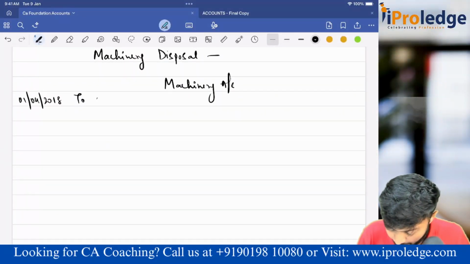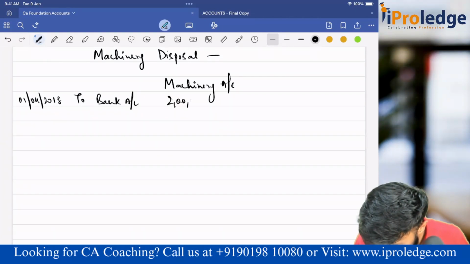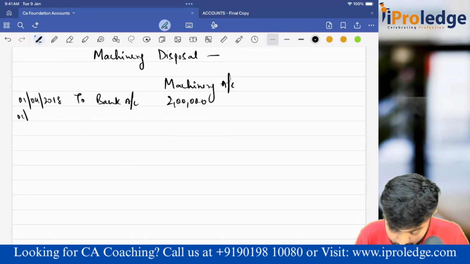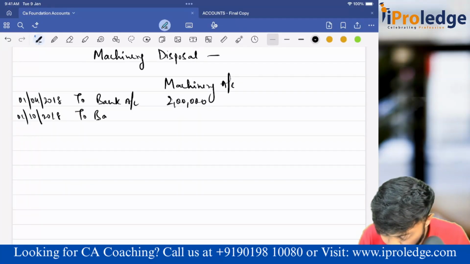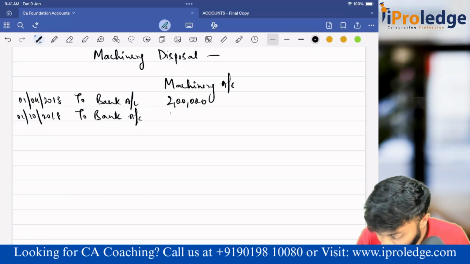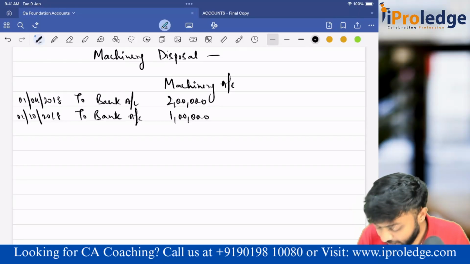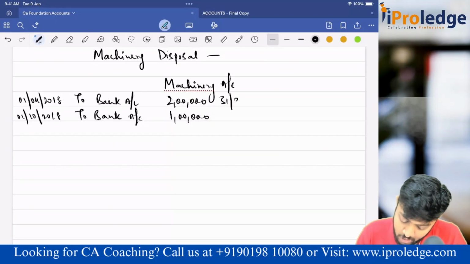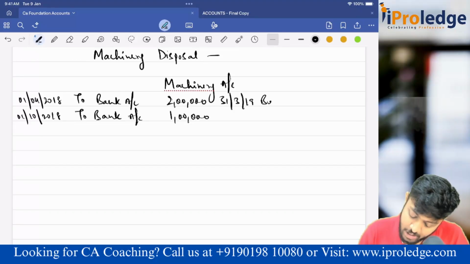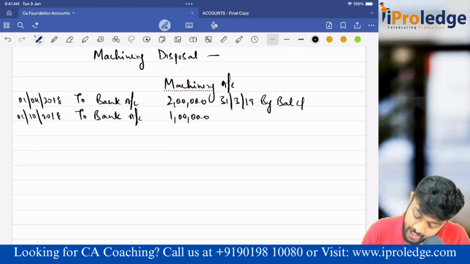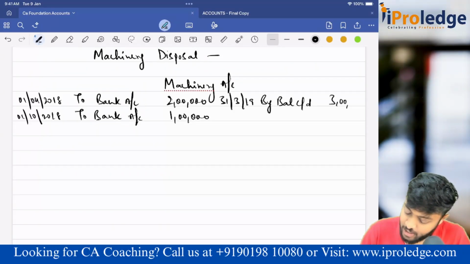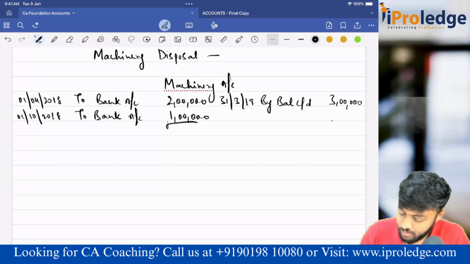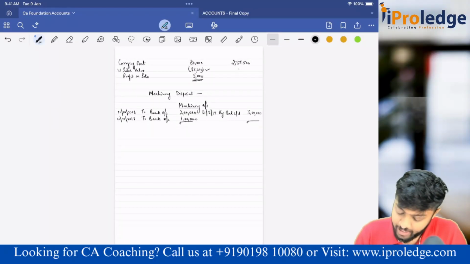To bank account, 2 lakh. On 1/10/2018 we have purchased one more machinery for 1 lakh. Okay, done. Will depreciation come here? No. So what we'll do? Close this account. By balance, carry it down. 3 lakh.